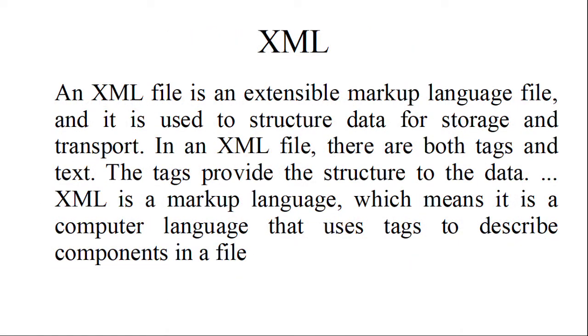XML. An XML file is an external markup language file and it is used to structure data for storage and transport. In an XML file there are both tags and text, and the tags provide the structure to the data. XML is a markup language, which means it is a computer language that uses tags to describe components in a file.